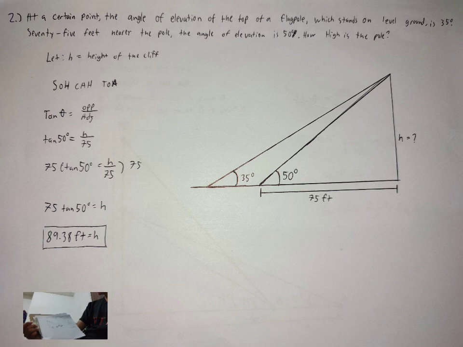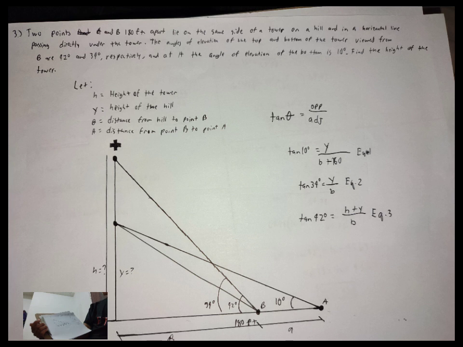So let h stand for the height of the cliff. Let's use again the Sakatoa. Here's the graph for question number 2. Tangent theta is equal to opposite over adjacent. So tangent 50 is equal to height over 75. Multiply both sides by 75. It will give you 75 multiplied by tangent 50 degrees equals height over 75 multiplied by 75. So 75 times tangent 50 degrees equals height. So height is equal to 89.38 feet.